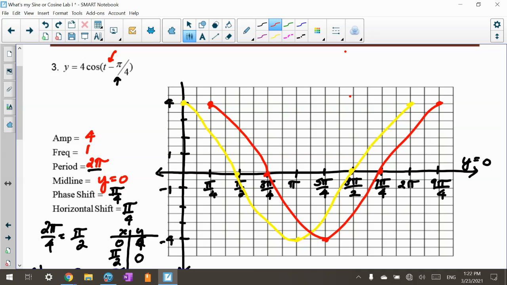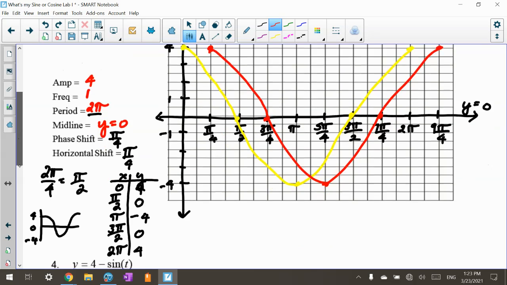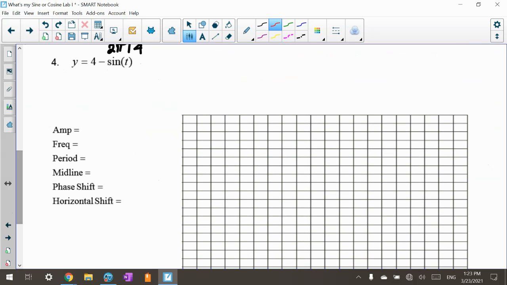So I just showed you how to do a shift. I didn't even graph it on my calculator, but I just shifted over and I counted so I could shift. Okay. Let's look at the next one. Here I have 4 minus sine t. This one does not have any shifts in it, but what's weird in this one is they put the midline up front. So I'm really going to call this a plus 4.